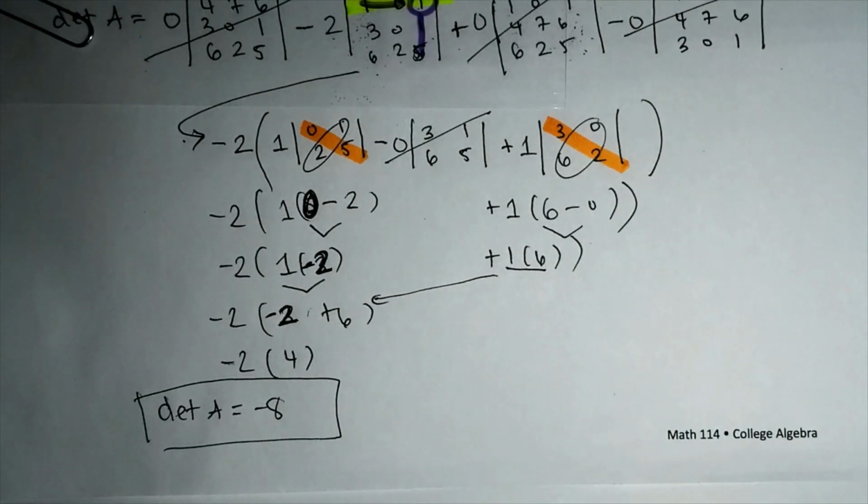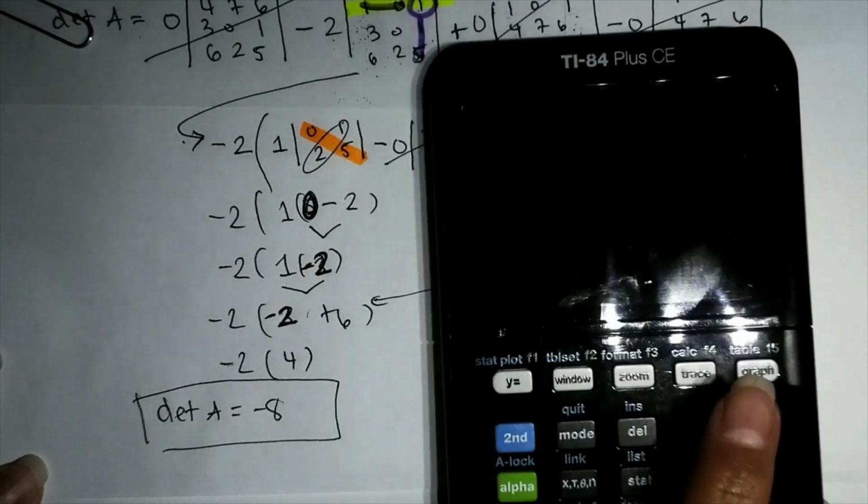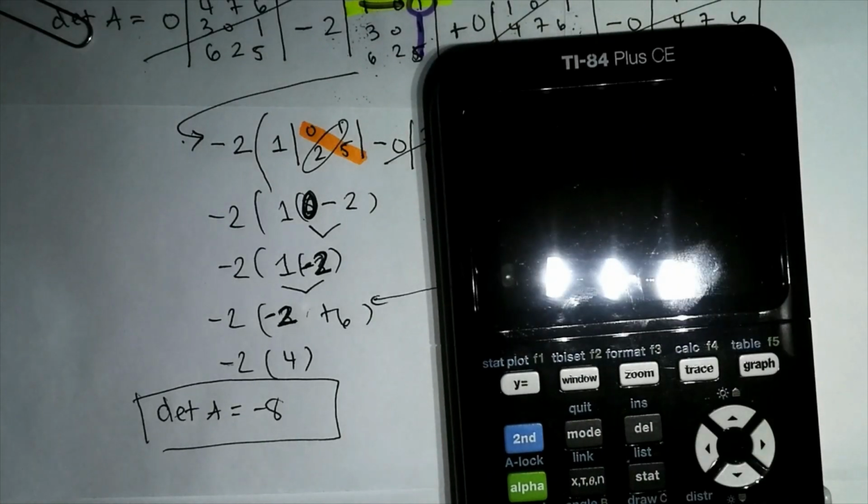Okay, but this is why I'm going to show you how to use your calculator to find the determinant. So let's go ahead and use our calculator. Remember, pause and rewind as many times as need be. Okay, let me hit pause and work on the lighting situation.